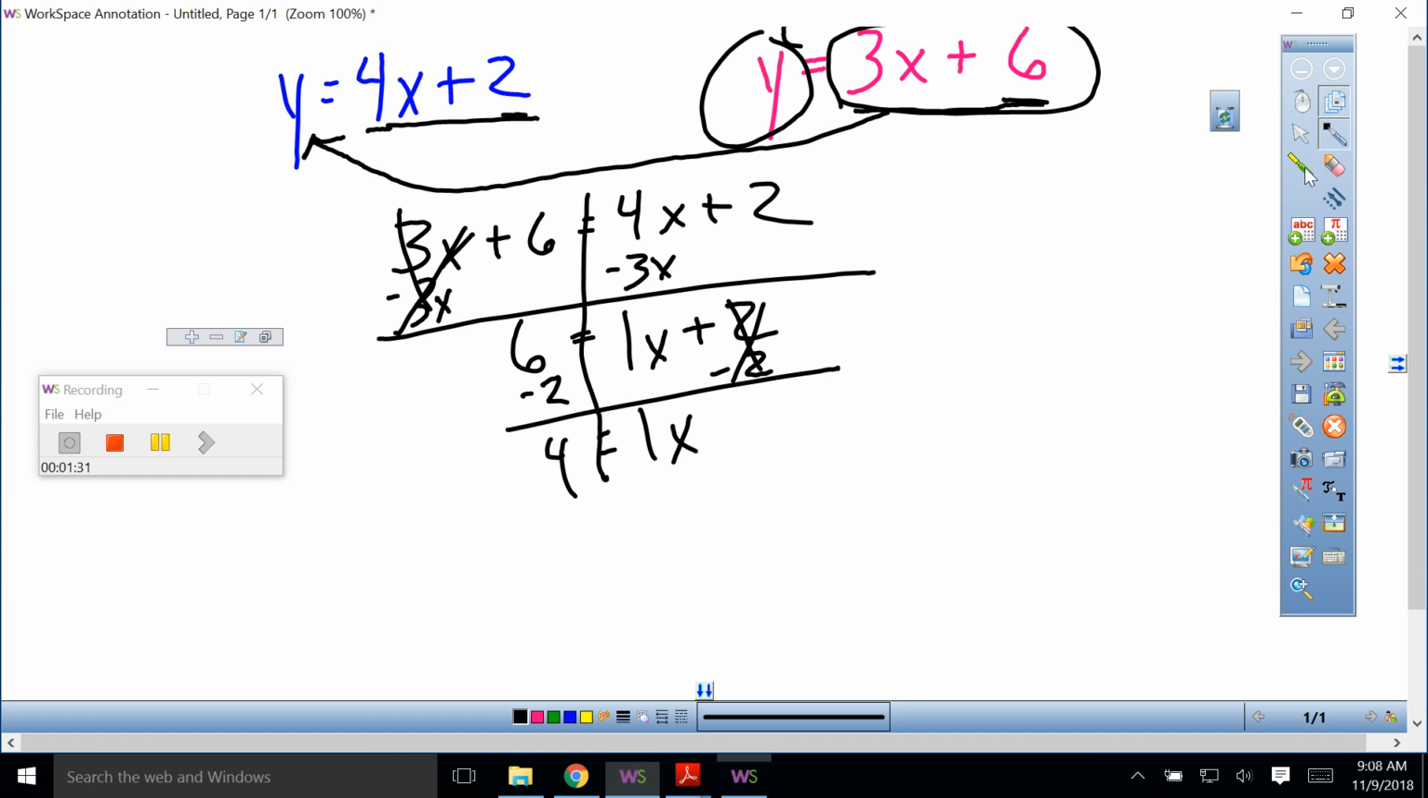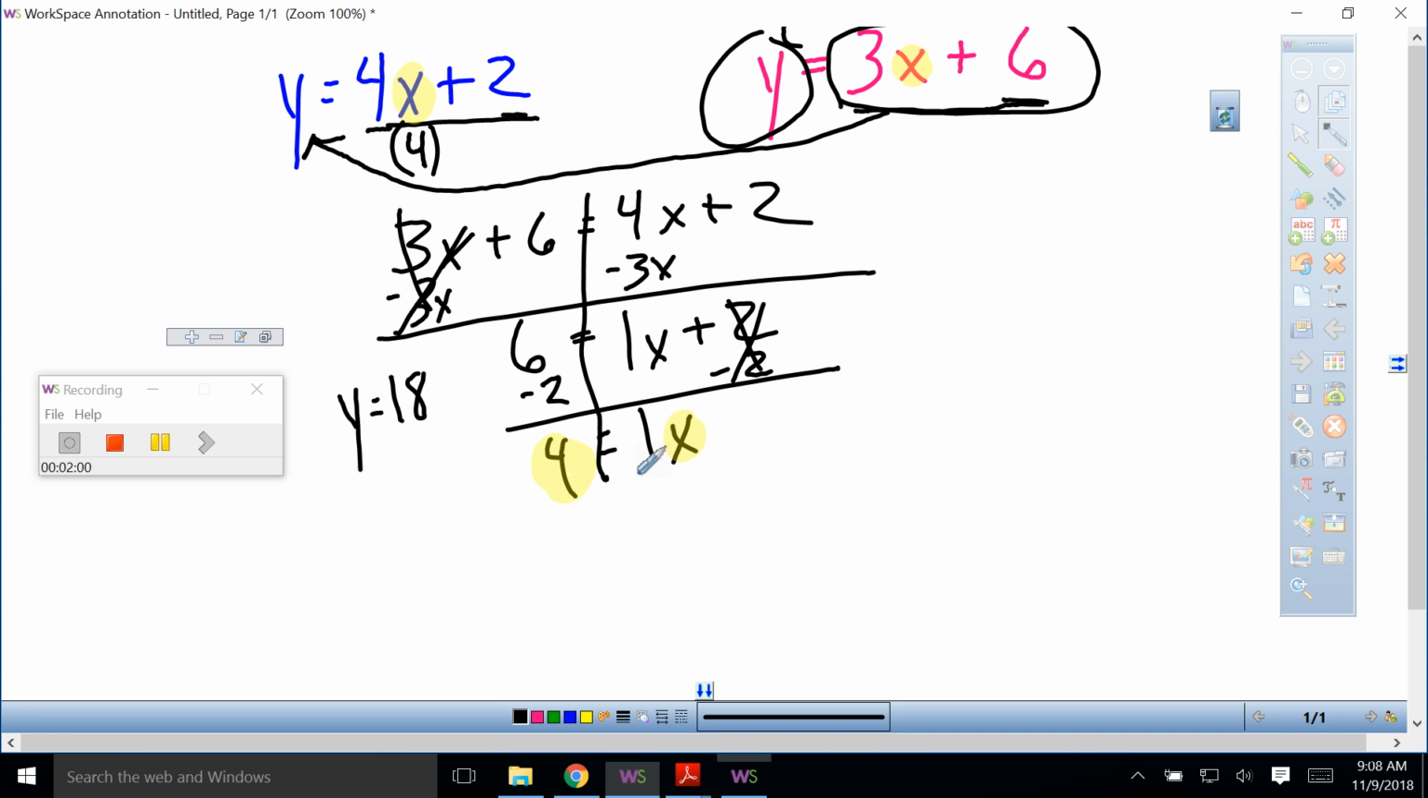Now that I know that x is equal to 4, I can come up here and plug in 4 for this x, or I could plug in 4 for this x. So for example, if I plug in 4 for this x, it would be 4 times x, which would be 4 times 4, is 16, and then 16 plus 2 is 18. Okay, so on this one, y would equal 18.